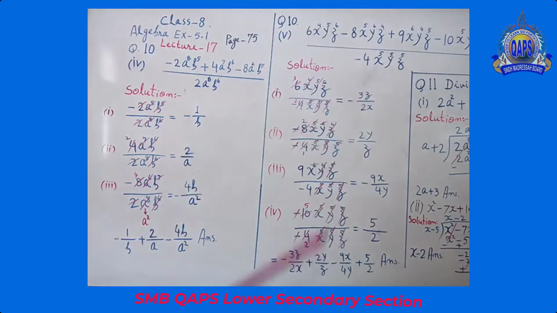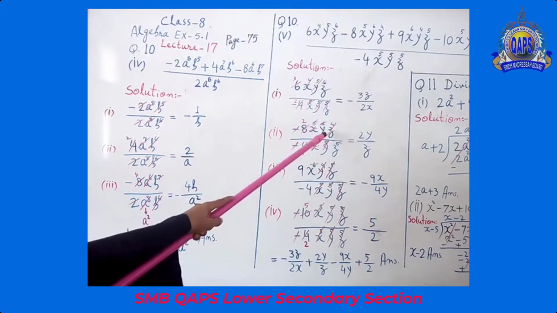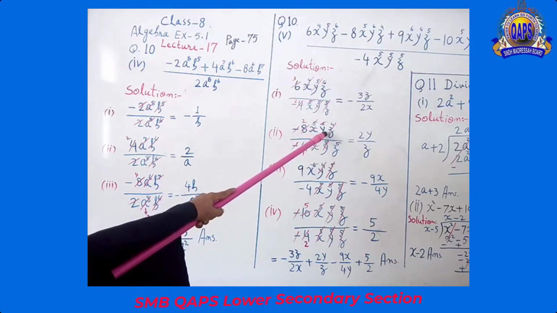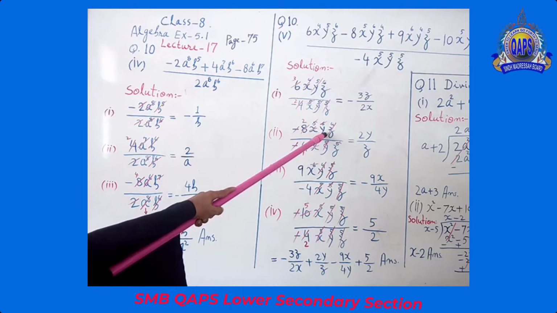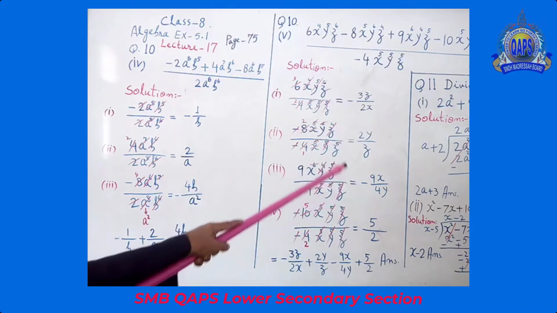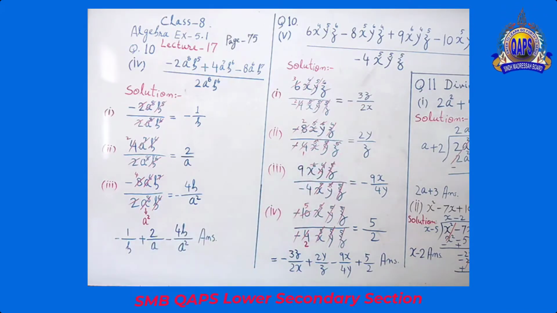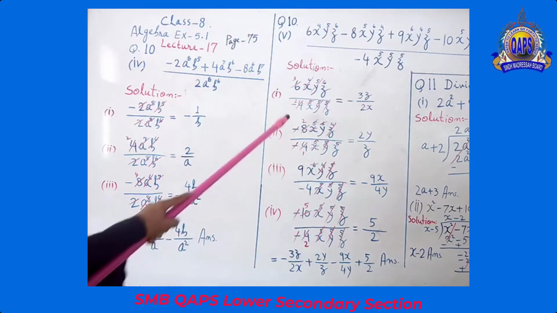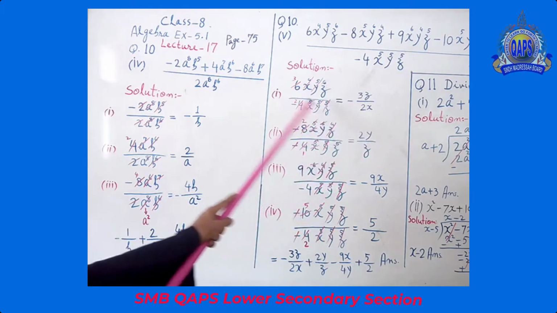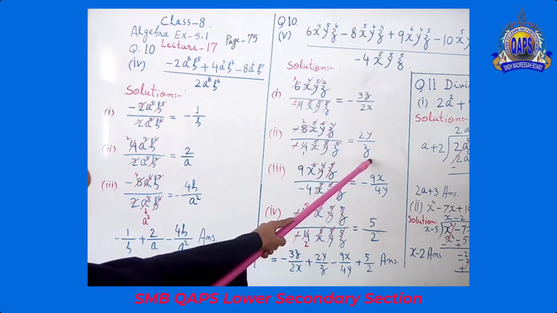x^5 cancelled. y^5 cancelled. So this is y^6, left y power 1 only. z^4 cancelled. This is z^5, so left z^1 only. Answer is 2y upon z.